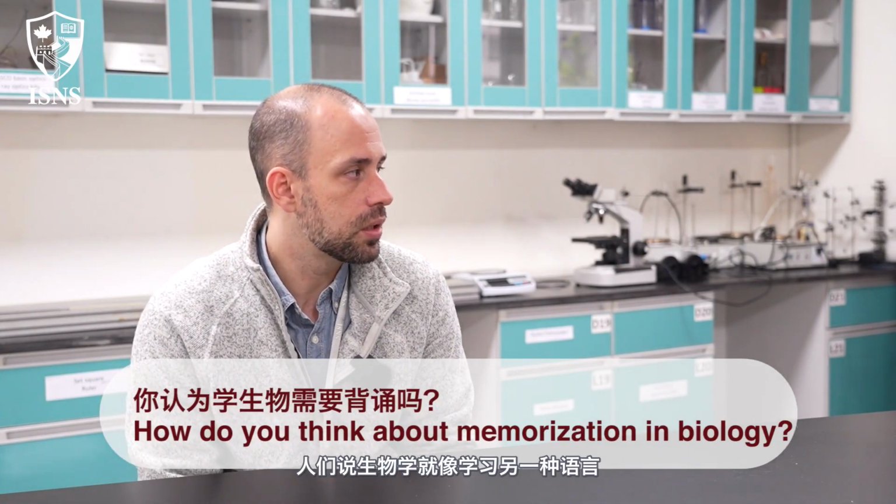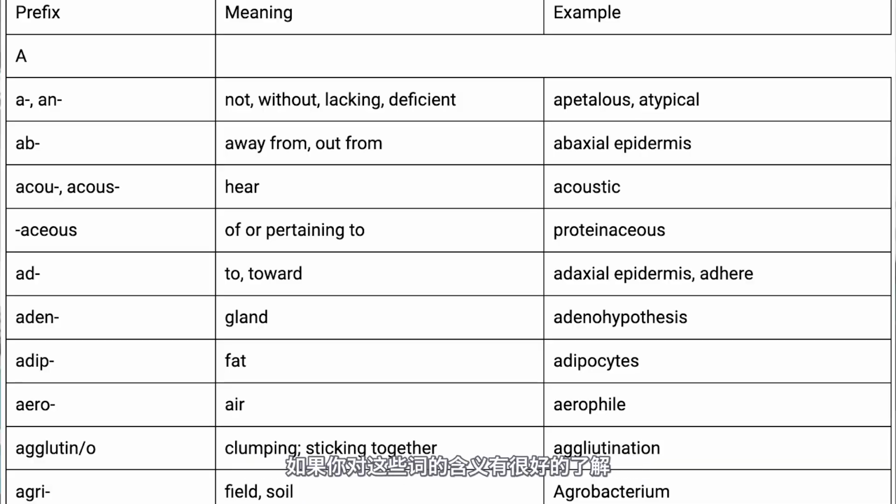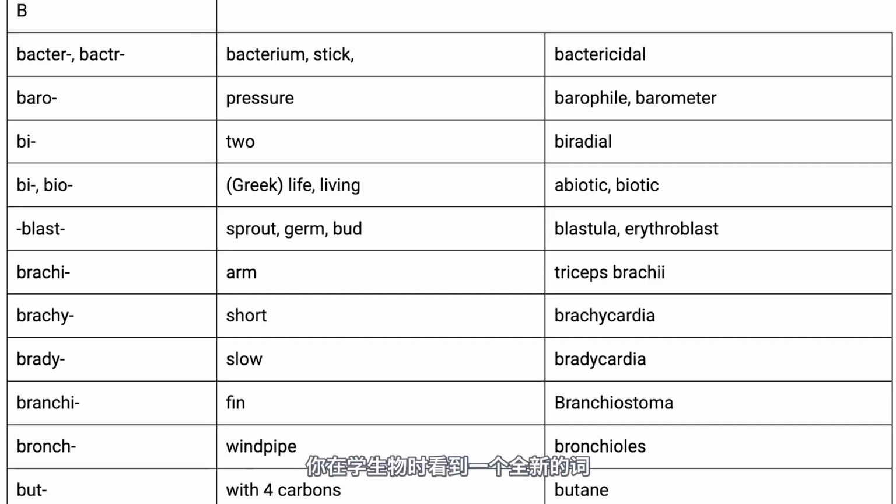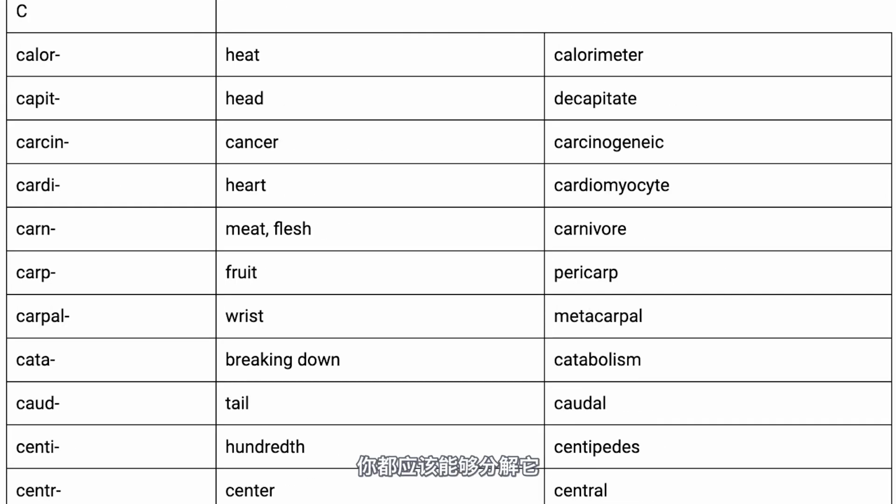People say that biology is like learning another language, but if you think of it that way, it is a skill. Speaking a language is both content and skills-based, right? You have to know where and how to apply it. And with biology, the words are fancy sounding, sciencey, difficult words. If you have a good foundation in what the words mean, then anytime you're presented with a brand new word in the context of biology, you should be able to break it down and you can see a brand new word for the first time and say, oh, I know what that means.